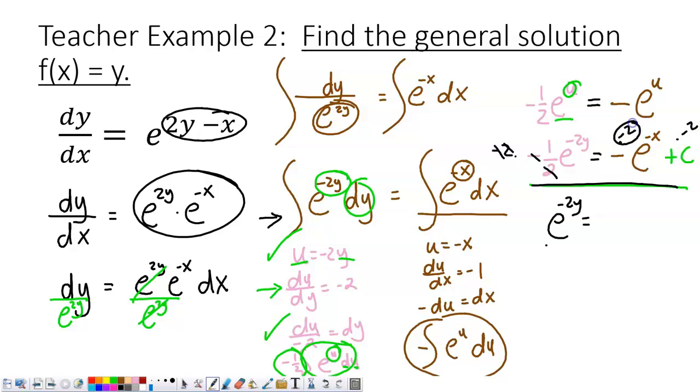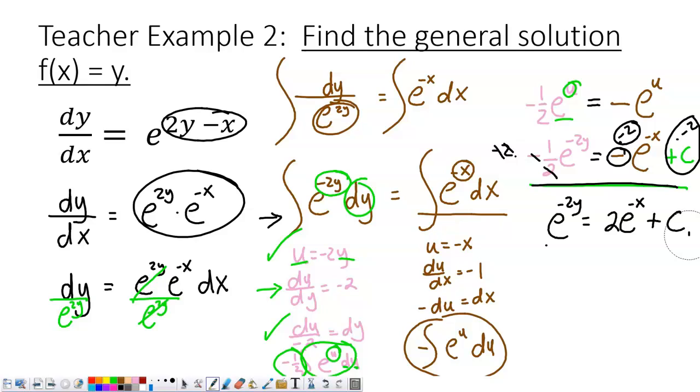Now, negative 2 times negative 1 leaves you with a positive 2. And over here, if you multiply an unknown constant by a number, guess what you get? Another unknown constant. You don't need to put 2c there. You could just put another c there because it's just an unknown constant. All right, now what do we do? How do we get y by itself?